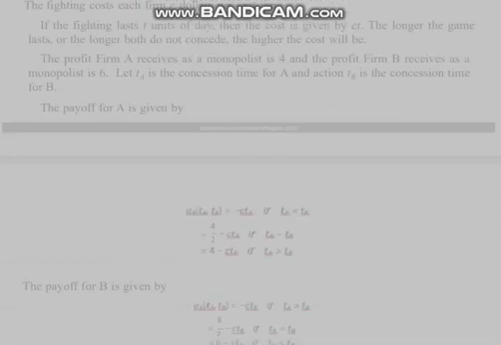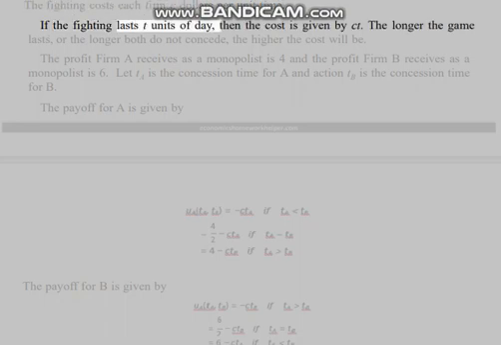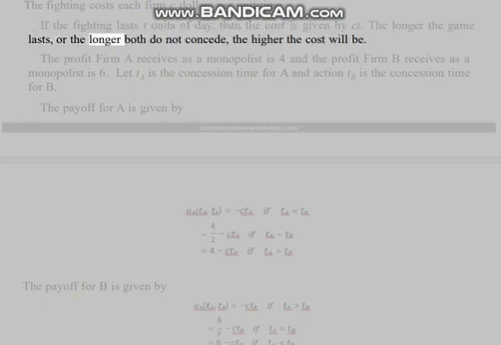6. War of attrition. Suppose that two firms, A and B, are fighting to push the other out of business. If a firm exits the market, then the other firm becomes the monopolist. The fighting costs each firm $C per unit time. If the fighting lasts T units of time, then the cost is given by CT. The longer the game lasts, or the longer both do not concede, the higher the cost will be.